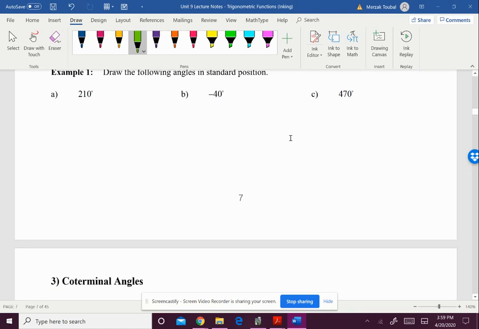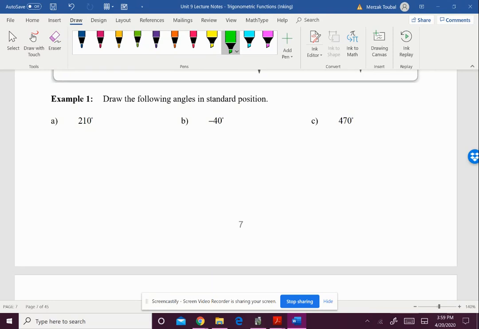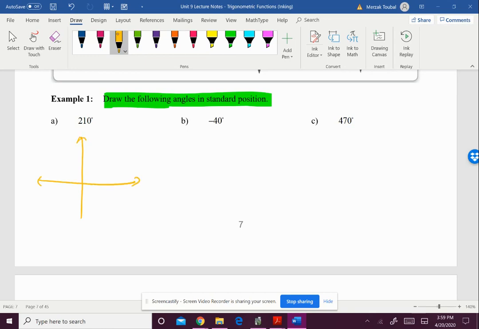Here's example 1. The question says, draw the following angles in standard position. So let's start with the 210. 210 is a bit greater than 180. So this is 180. First we start from the initial side on the positive x-axis, and then we count. So this is 180, and you add 30 to get 210. So that's the 210 angle in standard position.